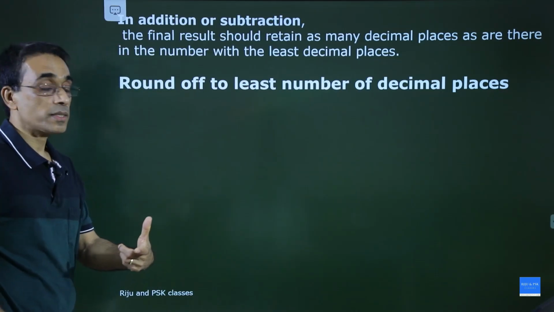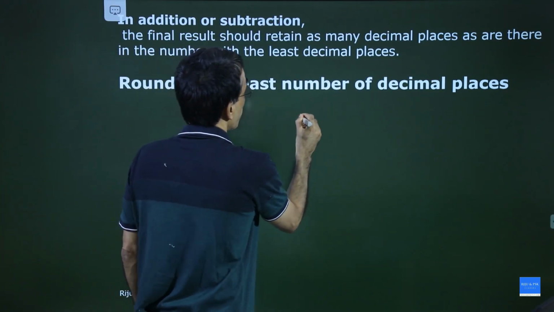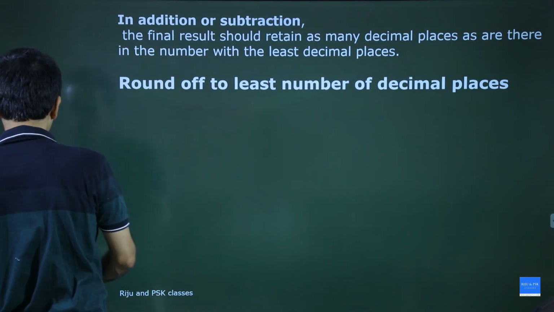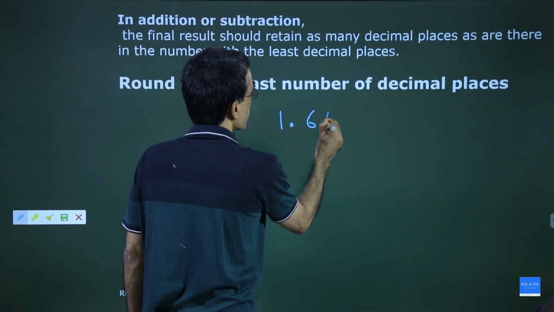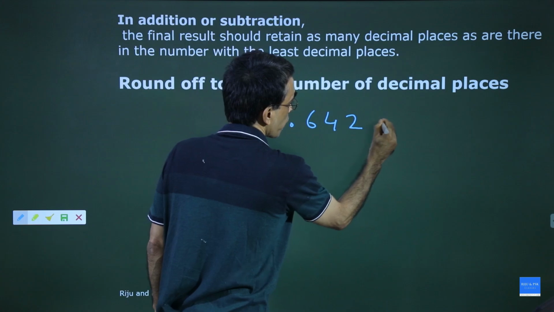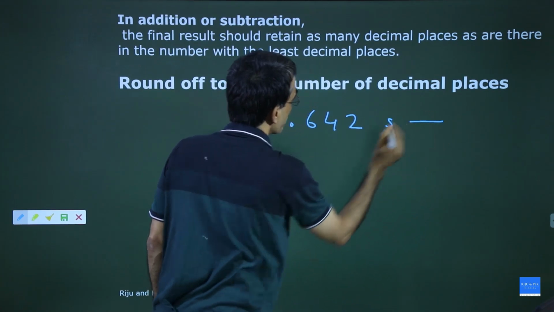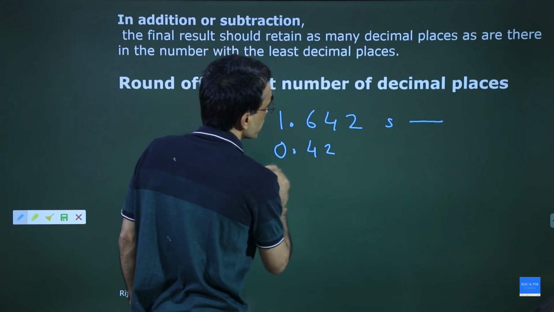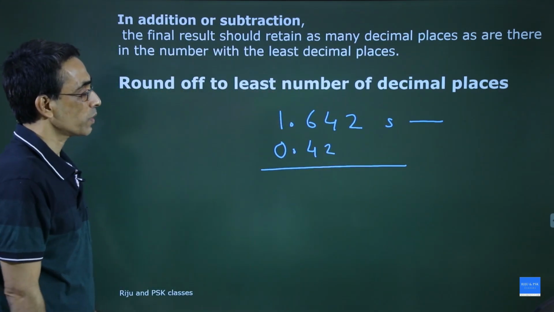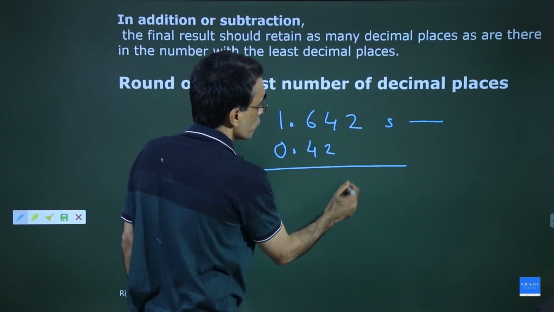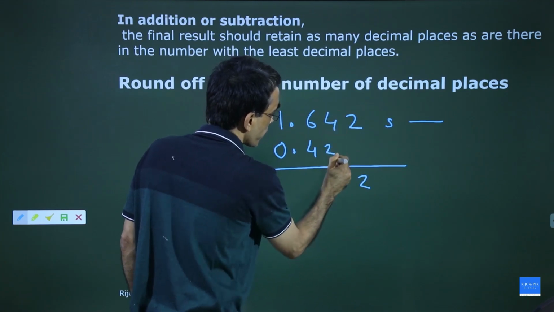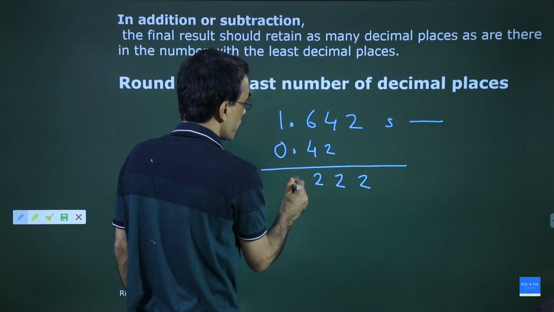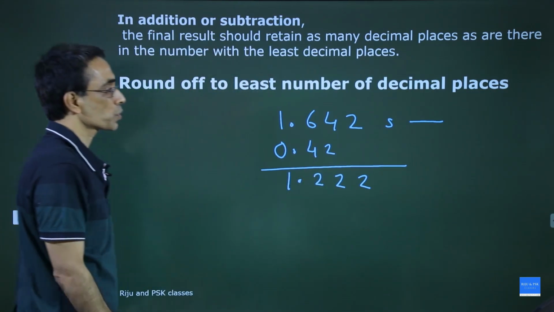You want one more example in subtraction? Okay, let us say 1.642 second. You should subtract 0.42 from this. So what's the answer? 2 minus 0 is 2. 4 minus 2 is 2, 6 minus 4 is 2, 1 minus 0 is 1, 1.222. That's obvious.